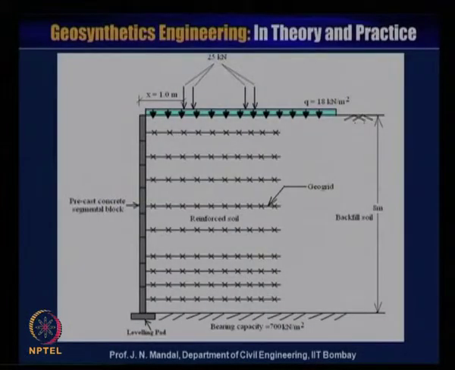So this is the wall. This is the precast concrete segmented block. This is the layer of the reinforcement. This is the leveling pad, and this is the 8 meter height wall, and there is also a structural load. This is the wheel load. You can see here the wheel load, which is located at a distance of 1 meter from the facing of this element.